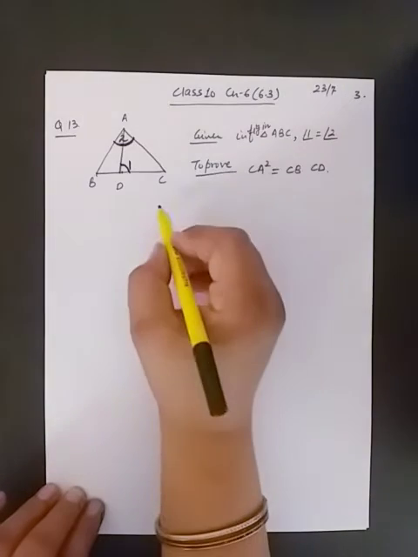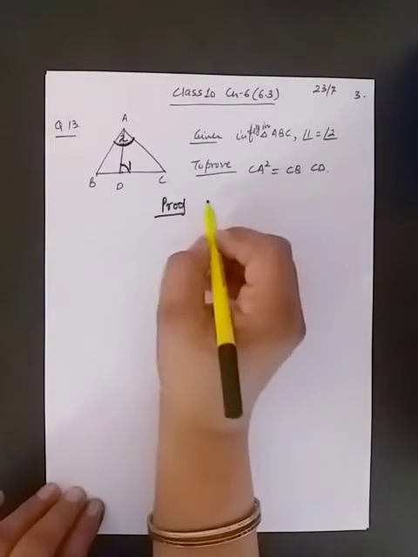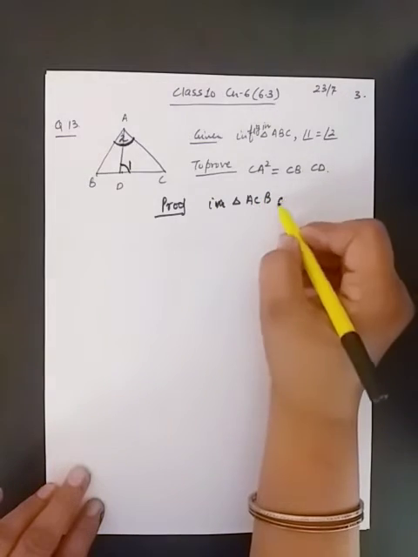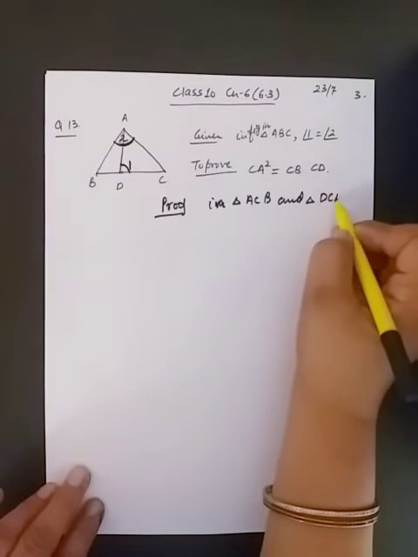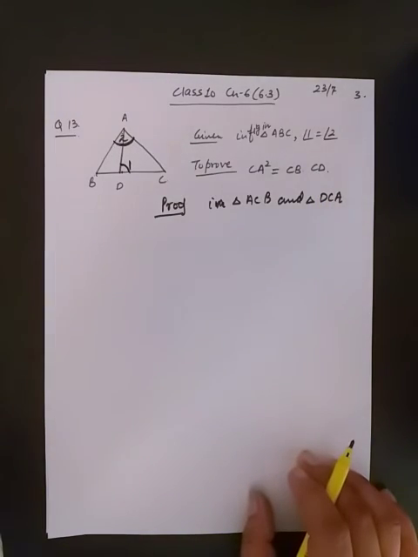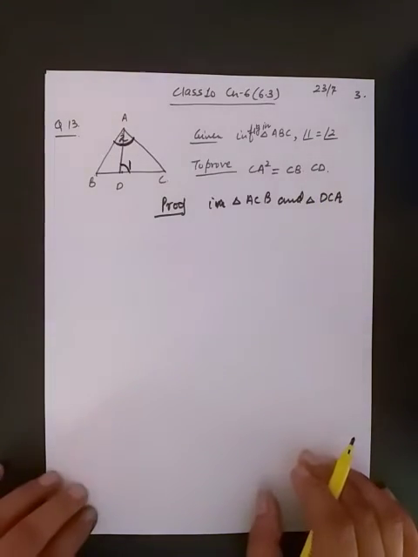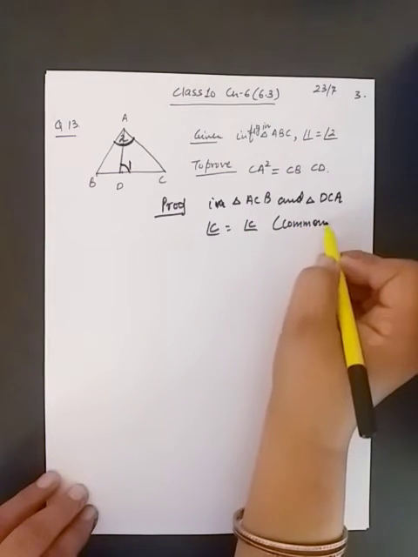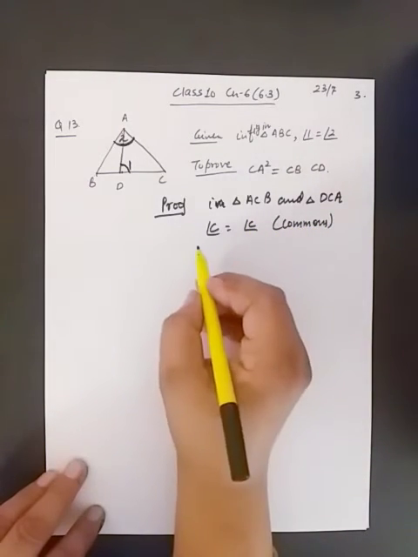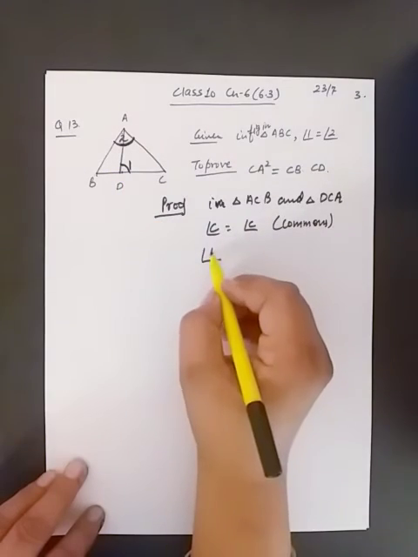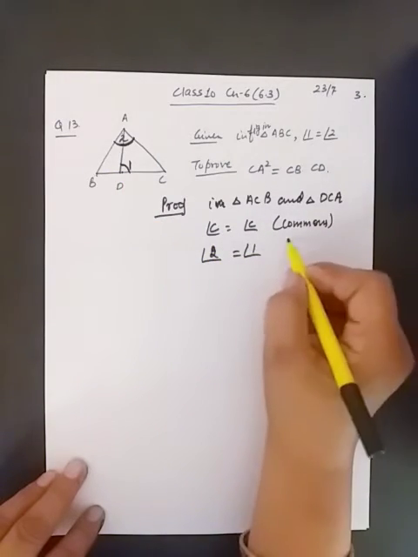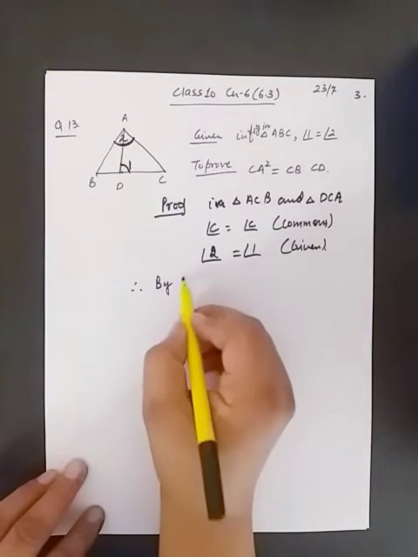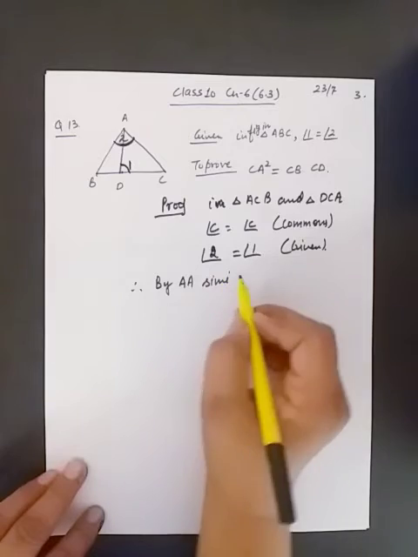So what we have to do for its proof? In triangle ACB and in triangle DCA, angle C is equal to angle C. This is common among these two triangles. And angle 2 is equal to angle 1. This is given to you. Therefore, by AA similarity rule, the triangles are similar.